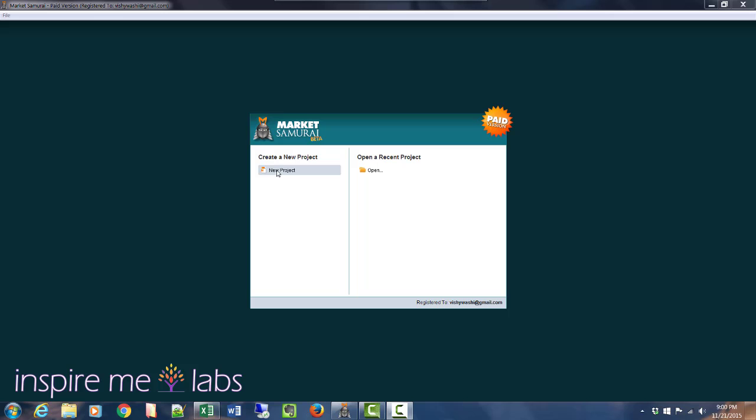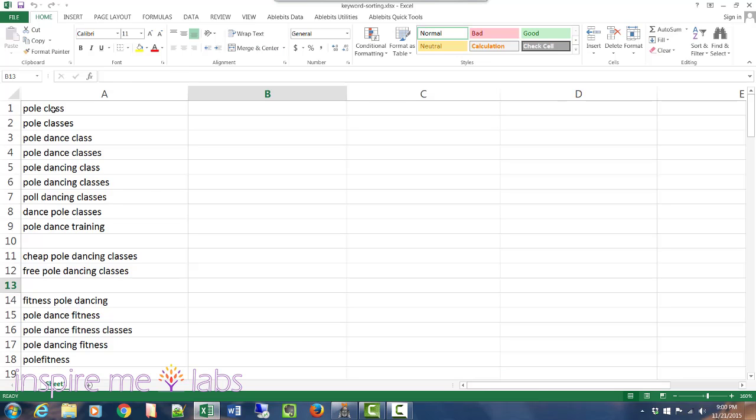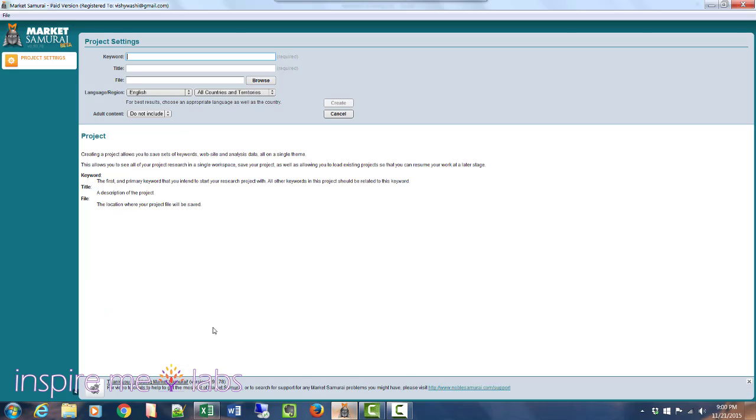Okay, so when you start it up, the first thing is you're going to have to create a new project. And for this example, we're going to do the pole dance example. So let's use our keyword as pole class. You enter your primary keyword here, which can be any keyword. It's just an identifying keyword, and that identifies your project. Your project file name gets saved with this keyword. So just to tell you that. Then your language and the countries you want to target. I leave that to all countries and territories unless you're doing some sort of local SEO.